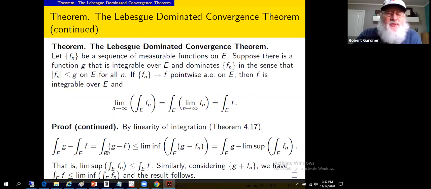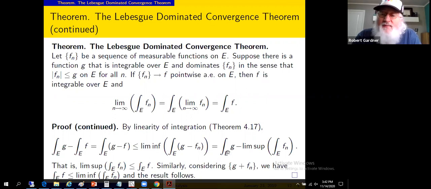And gluing those two results together, we get the lim sup of the integral of the f sub n is less than or equal to the integral over E of f, which in turn is less than or equal to the lim inf of the integral over E of the f sub n. Well, a lim sup can't be less than the lim inf. It can at worst be equal to it. So we must have an equality here. And lim sup, lim inf are equal. That establishes that the limit exists, that this limit here exists.